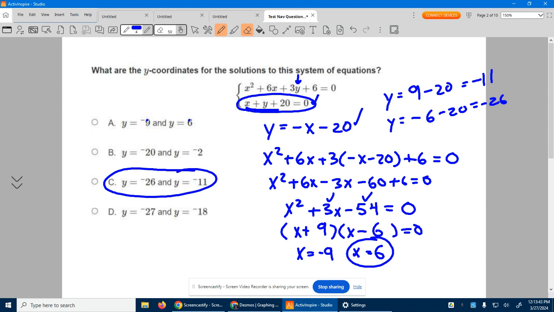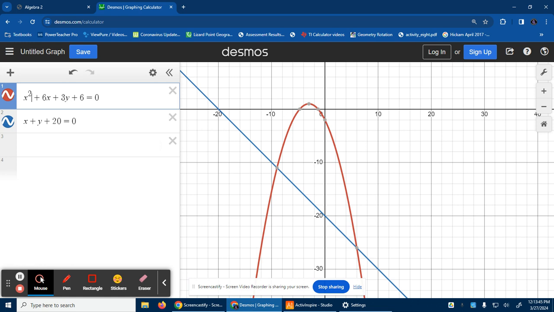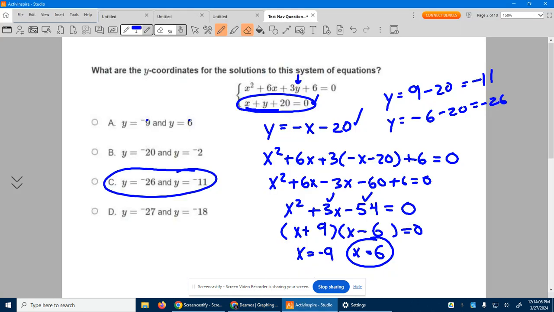Let's go look at the Desmos graph. I graphed it. Now we notice it wants the y values. Right here is a point of intersection. The y value is negative 11, and the y value here is negative 26. And again, all I did was graph the equations. That would be the easiest, fastest, most secure way of getting your answer, because you probably won't make a mistake. But this is the mathematical way we would do it by hand if we didn't have Desmos.